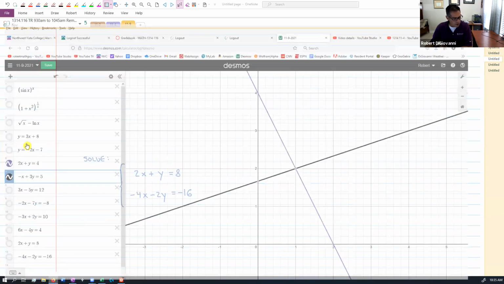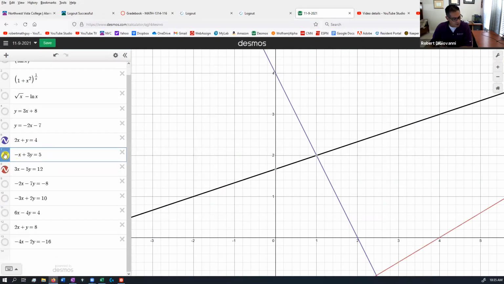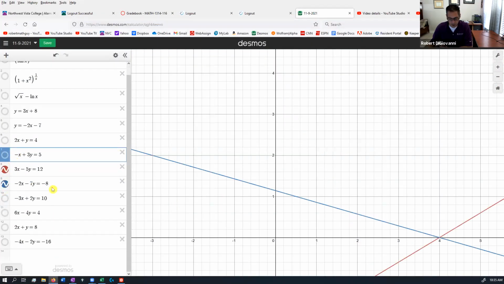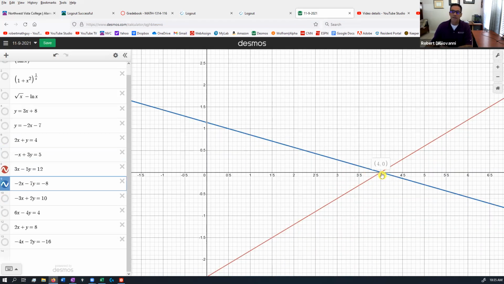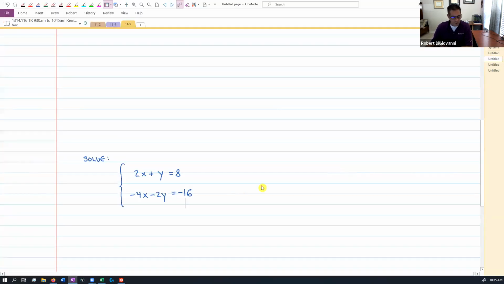Oh, I was going to show you the graph of those. So here's the graph of both of those lines. And you can see that they hit each other right here at (4, 0). All right, I have to move quickly through the next two.